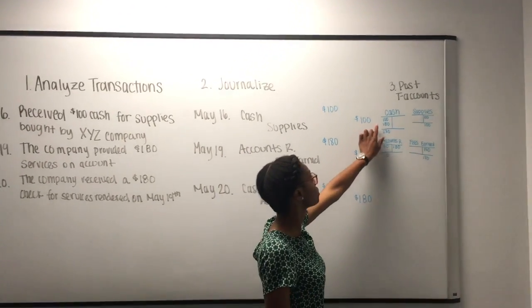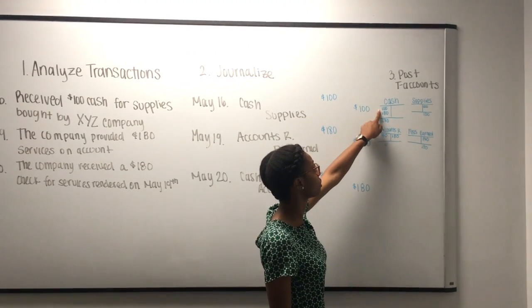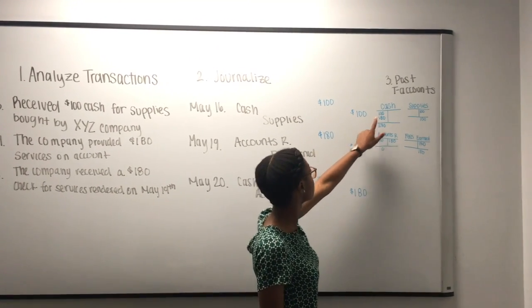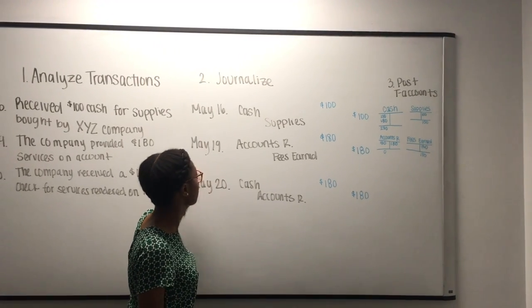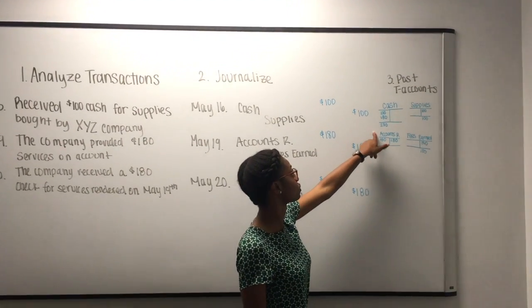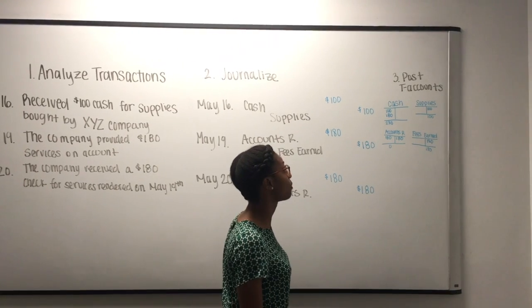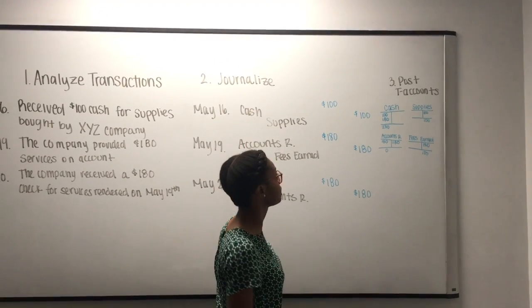So, our cash T account will have $100 and $180 from May 16th and May 19th. That comes up to $280. Our supplies T account will have $100 in it from May 16th.